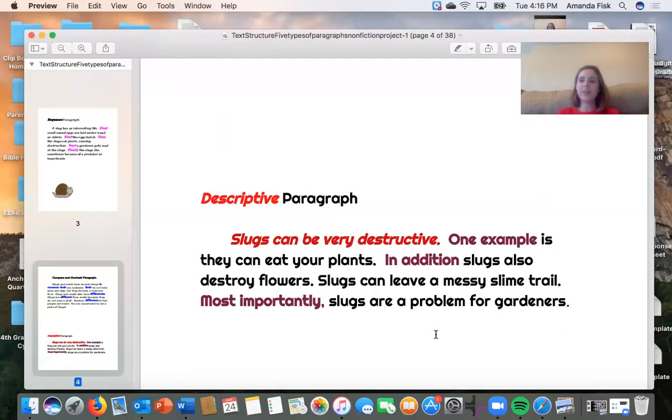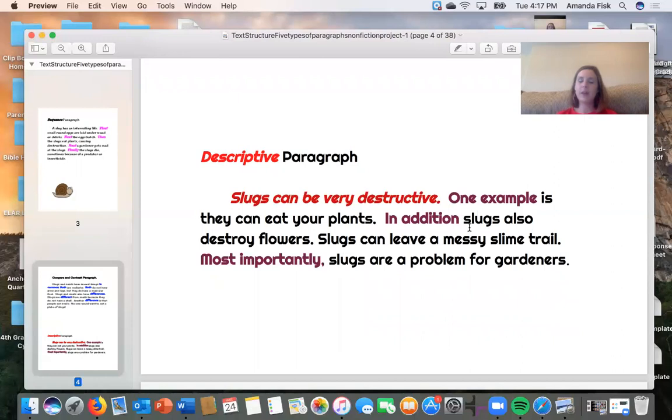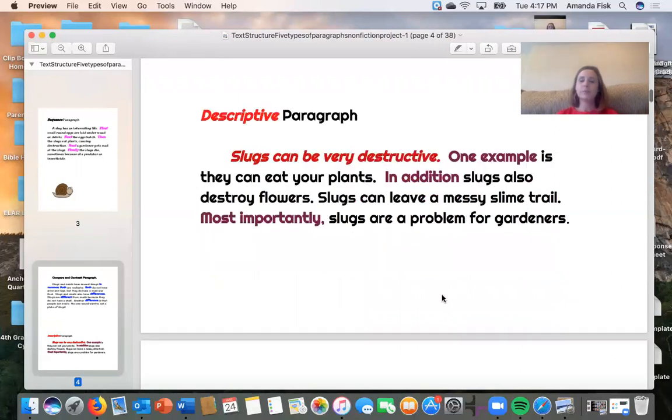You'll also be writing a paragraph for description. Remember, description is what it says. It's describing or telling you more about something. So this is telling you that slugs are very destructive, and it gives you examples of that. That they eat your plants, they destroy your flowers, they leave a slime trail, and they are a problem for gardeners. So they're describing all about slugs. Okay, and again, they've highlighted those words.